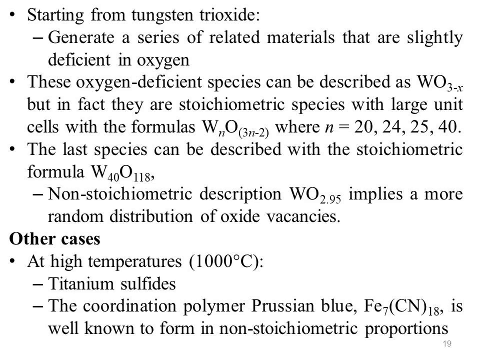Other cases of non-stoichiometric compounds: at high temperature, around 1000 degrees, titanium sulfide presents a series of non-stoichiometric compounds. The coordination polymer Prussian blue, Fe7(CN)18, is well known to form in non-stoichiometric proportions, and the non-stoichiometric phases exhibit useful properties, namely their ability to bind cesium and thallium ions.